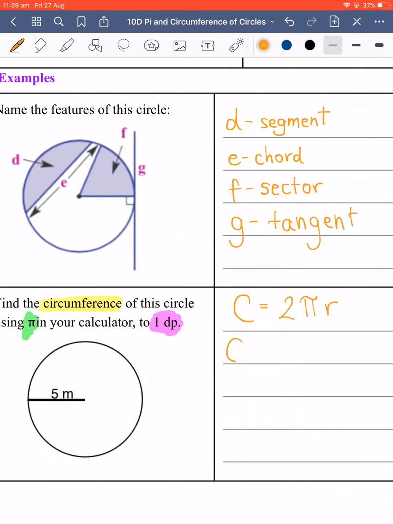The first thing I'm going to do is substitute in. So I've got 2 multiplied by pi multiplied by my radius, which in this case, let's highlight that one in a different color, is actually 5. So let's put that in. Now I can put these two together. 2 multiplied by 5 gives me 10 and pi.